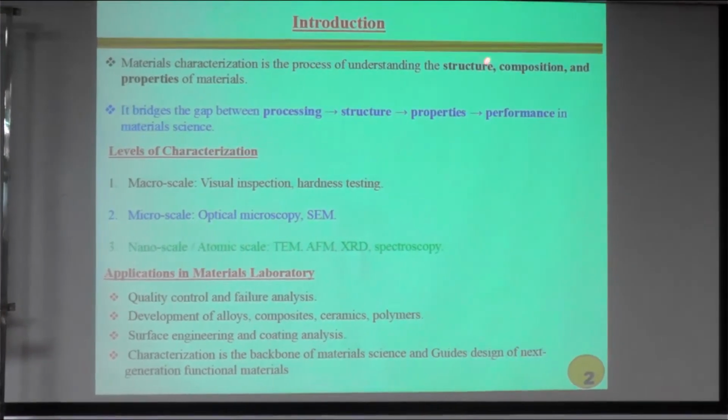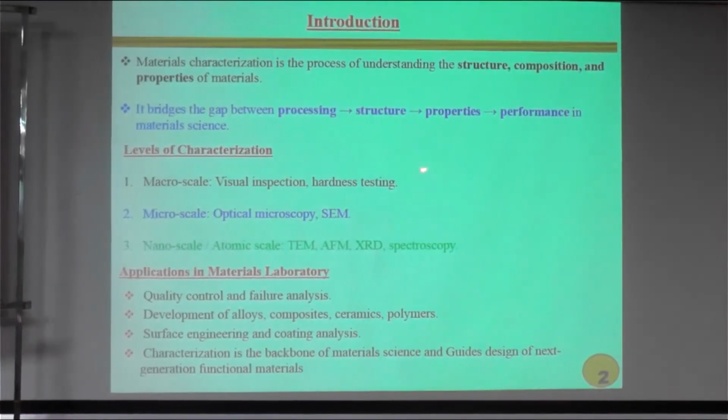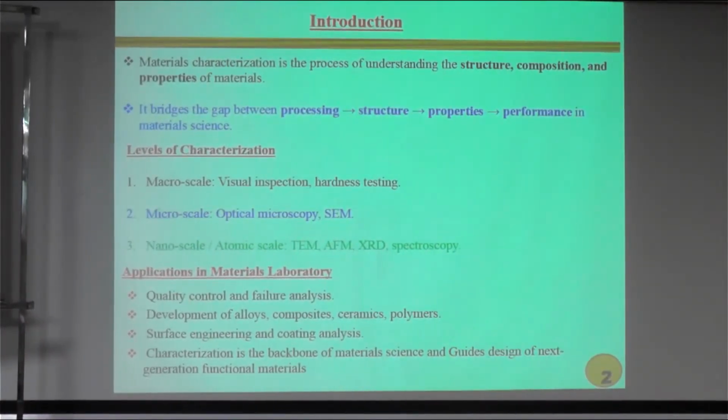They have to do the processing. Processing will decide the structure, in the sense of microstructure, which then leads to the mechanical properties. Then, based on the properties of the material, the performance is going to be decided. So for the levels of characterization, there are three levels. The first one is macro scale, in the sense of visual examination.